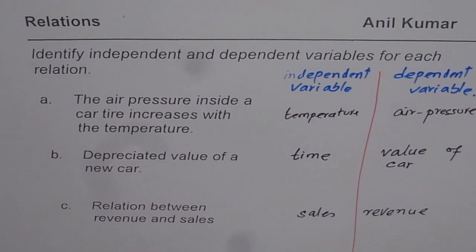So the independent variable is the one whose value is not dependent on the other, right? So this normally will be treated as input in the relation, and dependent variable will be output. So if you think in terms of input output, you may also get solution of this kind of question.